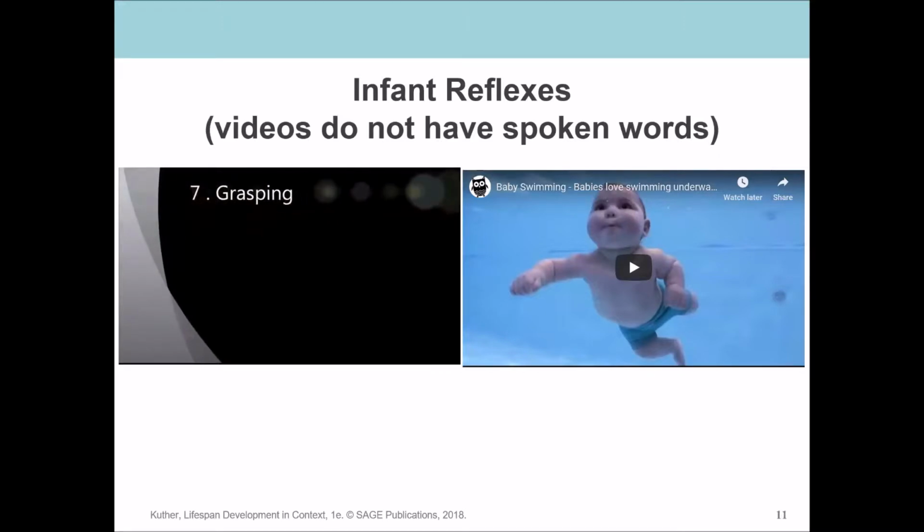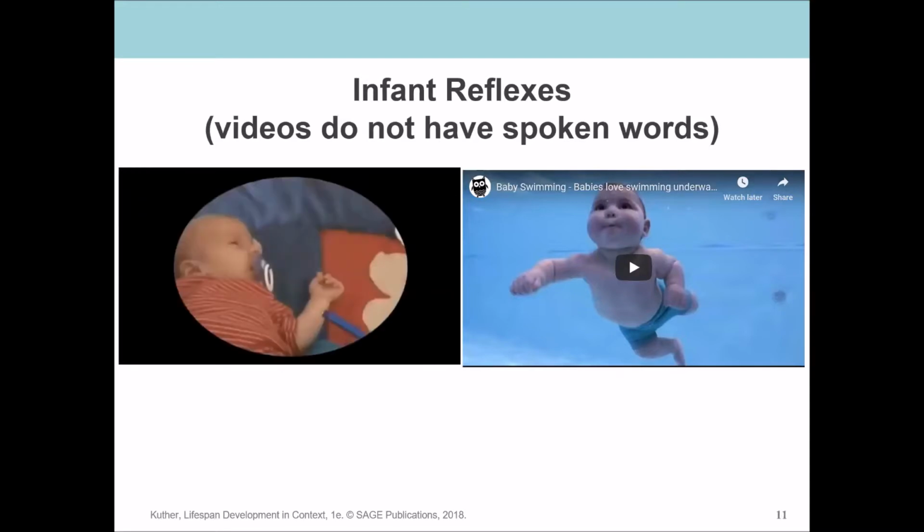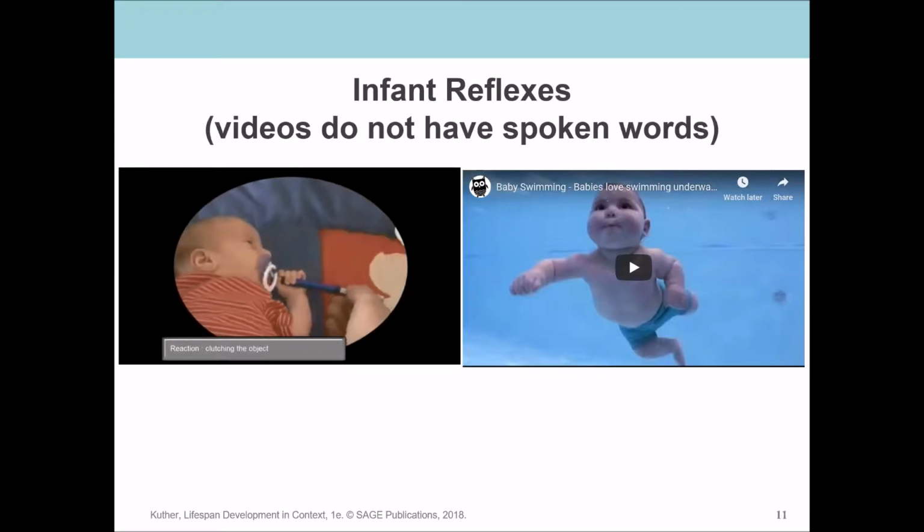Seven is grasping. The stimulus, an object touches the palm of his hand, and the reaction is clutching the object. This disappears at 3 to 4 months.